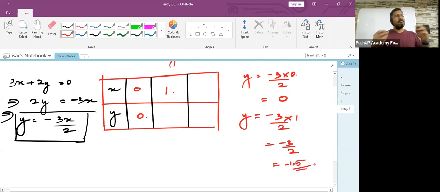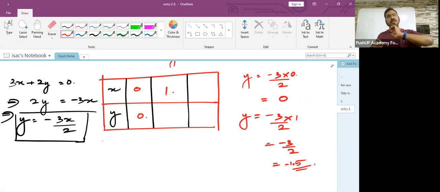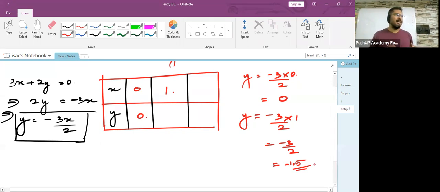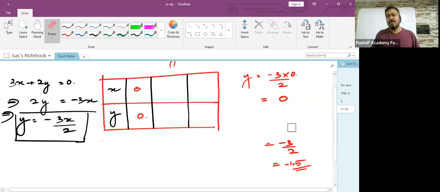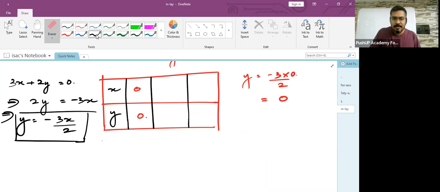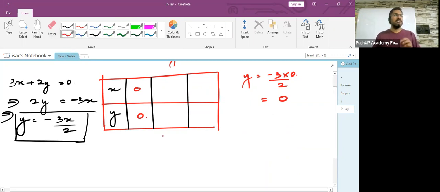Those who are comfortable plotting minus 1.5 on the graph paper, I would tell you, go ahead. Okay, I don't have any problem with that. But those children who are a little scared about plotting a decimal value or a fraction on a graph paper, I will recommend them not to go for it. Instead of taking the value of x as 1, which will give you a fraction or a decimal value for variable y, take some value for variable x which can give an integer value for variable y.